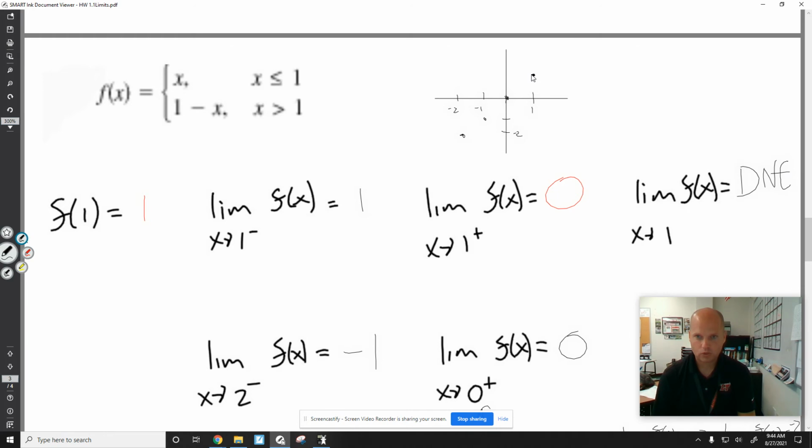I'm going to put a closed circle at 1 because I am plugging in 1 in for x. This is my first piece of my piecewise function. This goes on forever. Now the second piece starts at 1. So like you can't plug in 1, but you can plug in 1.00001. Okay, if I plug in 1.0001, I'm getting something close to 0.